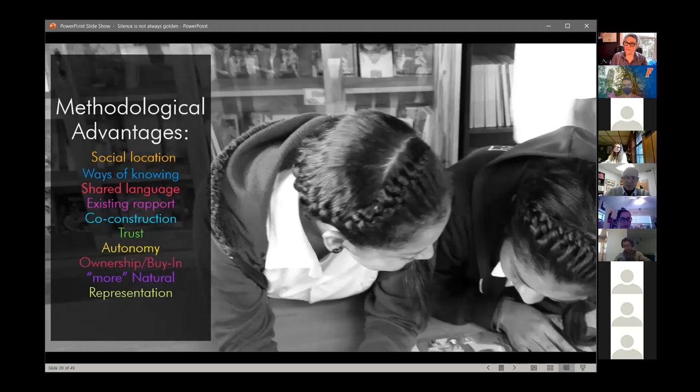It assumes trust and autonomy. There's greater ownership and buy-in. So we actually saw kids participating. It feels more natural even when you listen to the recording. And it helps attune to representation.